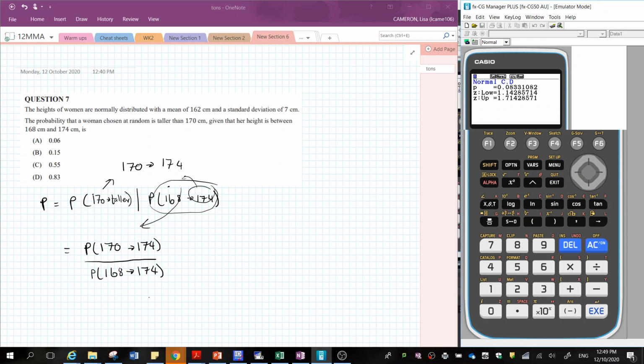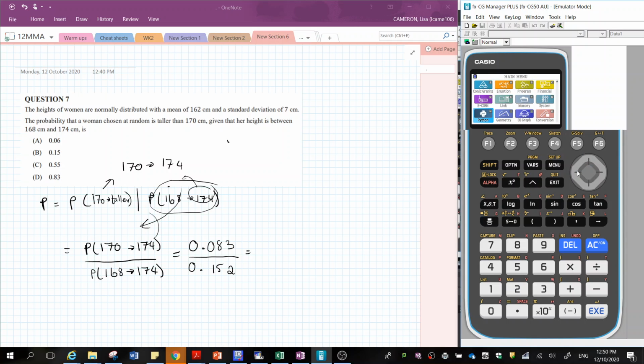Okay, so we first work out that our top section is 0.083, divided by, now I'm just going to go back and change the lower to 168 to make it fit our data. Okay, and so now that one is going to be 0.152, and all I have to do is throw that into the regular section of my calculator.